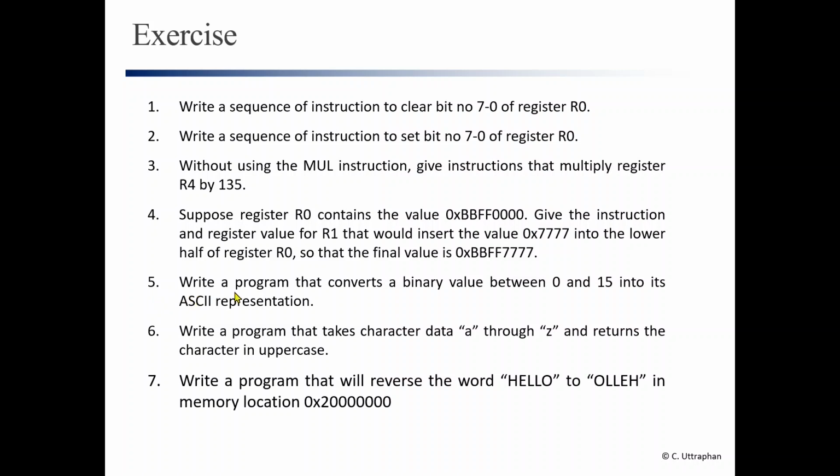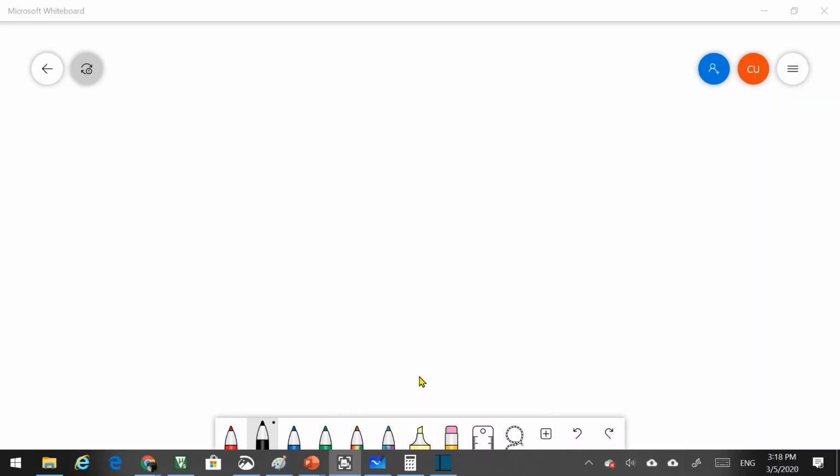Write a program that converts a binary value between 0 and 15 into its ASCII representation. So what does this mean? To solve this problem, the first thing you need to understand is the problem. You need to write a program such that if you are given a binary number, for example from 0 to 15, your program should be able to convert this number into its ASCII representation.